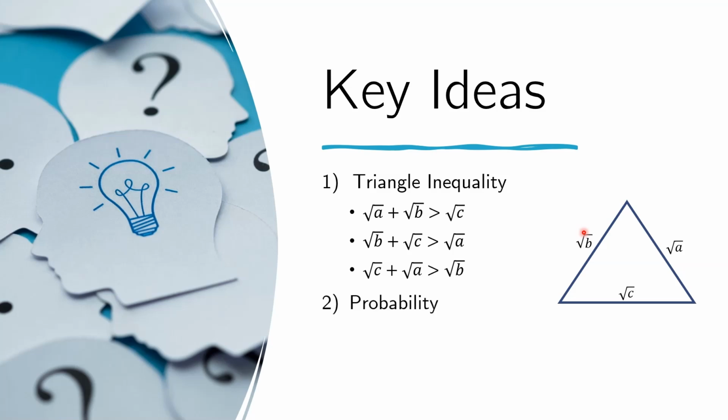The other is the definition of the probability. So what is the probability of having a triangle formed in the situation that was given in the problem?